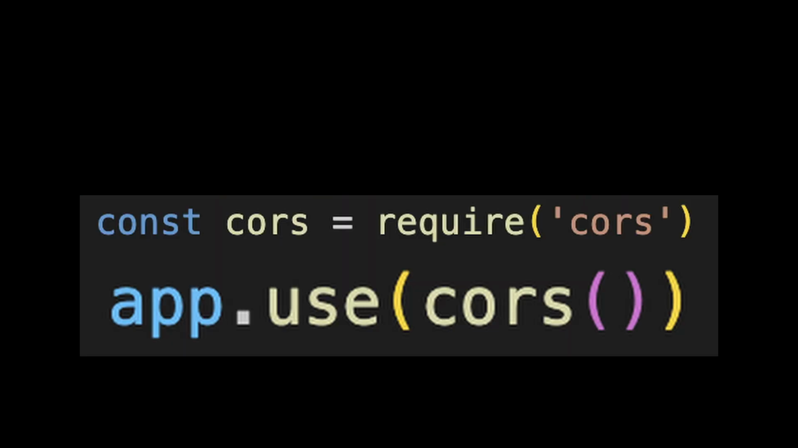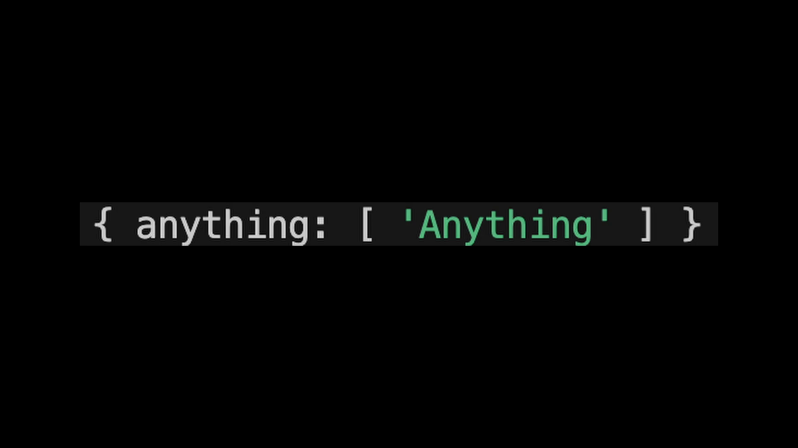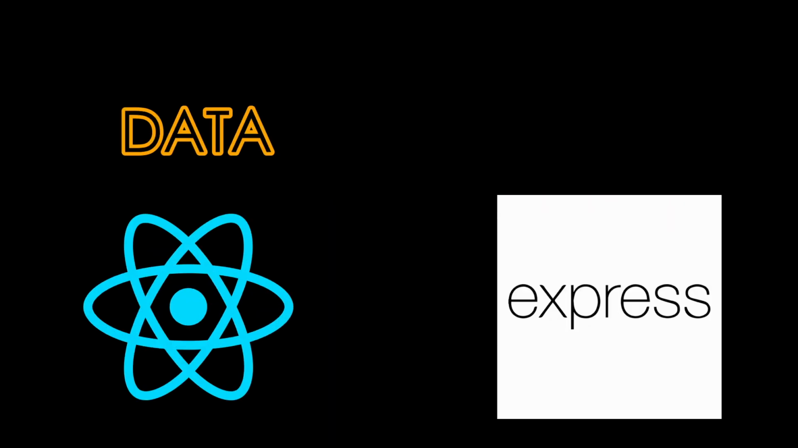So require cors and use cors. Now reload the page and click the button. You should see the data in your backend server. Anything is received. That's all you had to do to send data from React to Express.